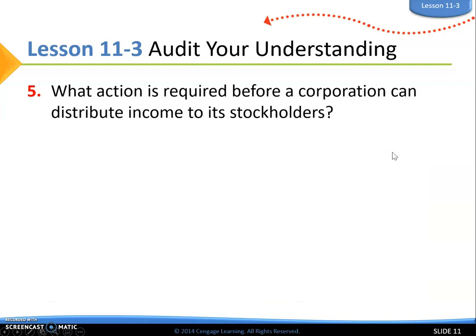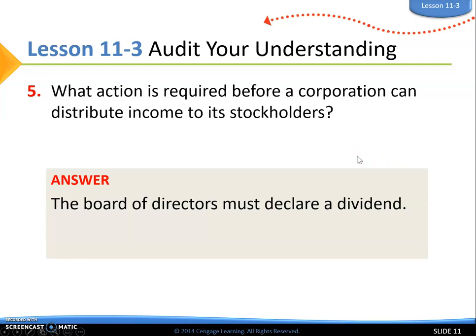Number 5, what action is required before a corporation can distribute income to its stockholders? This is where the board of directors must declare a dividend. That declaring of a dividend is that action of then distributing the income.